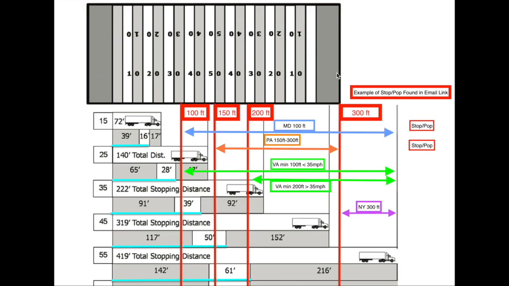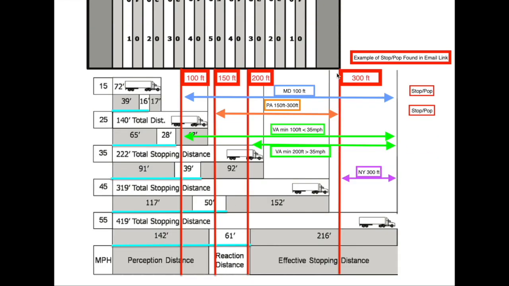Okay, we have a football field here, and then we have a bunch of trucks. Now below the trucks, you'll see a gray box followed by a white box. Those two boxes together, the first is your perception reaction time, the white is your reactionary distance time. That's what the teal is. So before the brakes are even applied, this is how much ground you're most likely going to cover.